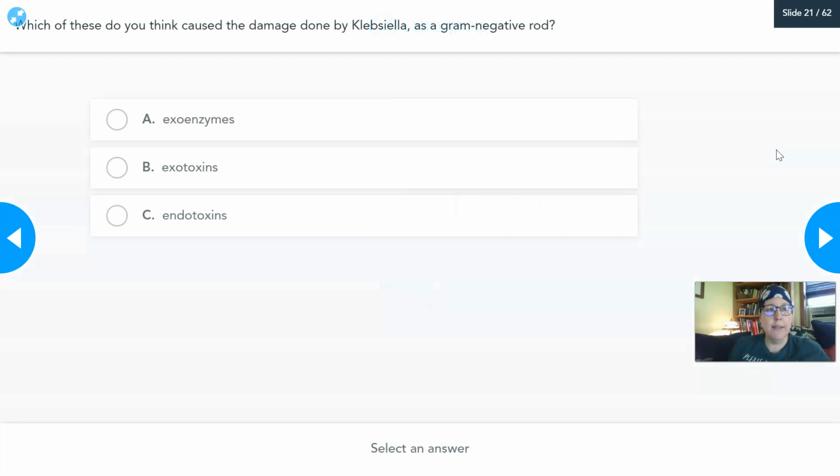Okay, so going back to the case, which of these do you think caused the damage done by Klebsiella, which is gram-negative rod? An exoenzyme, an exotoxin, or an endotoxin?